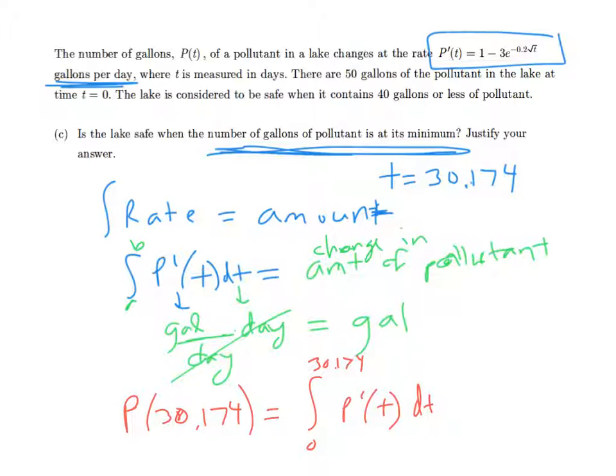Now, if I want the total amount, did I start with 0 gallons of pollutant in the lake? Because the only way that this is going to give me my actual answer is if my lake started with 0 gallons of pollutant, which could be the case, but in this particular problem, there are 50 gallons of pollutant in the lake at time equals 0. So I need to account for that 50. How am I going to account for that 50?